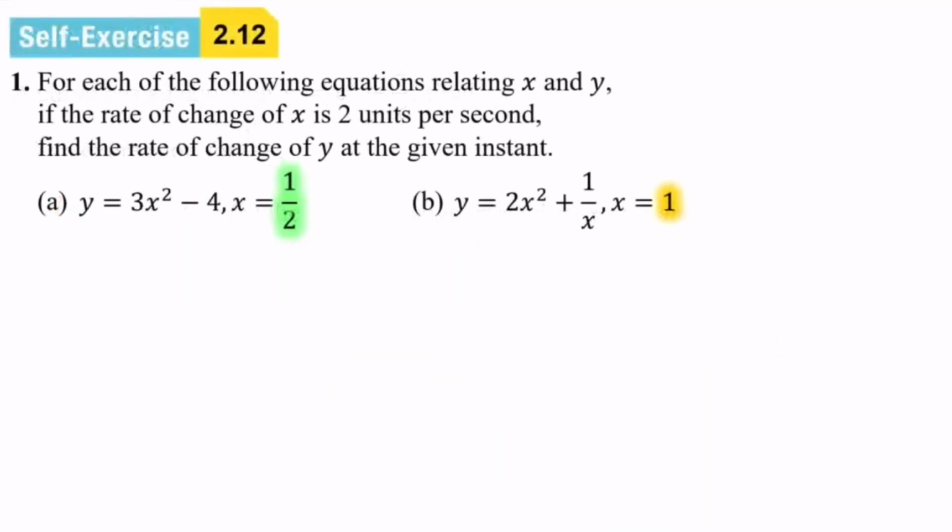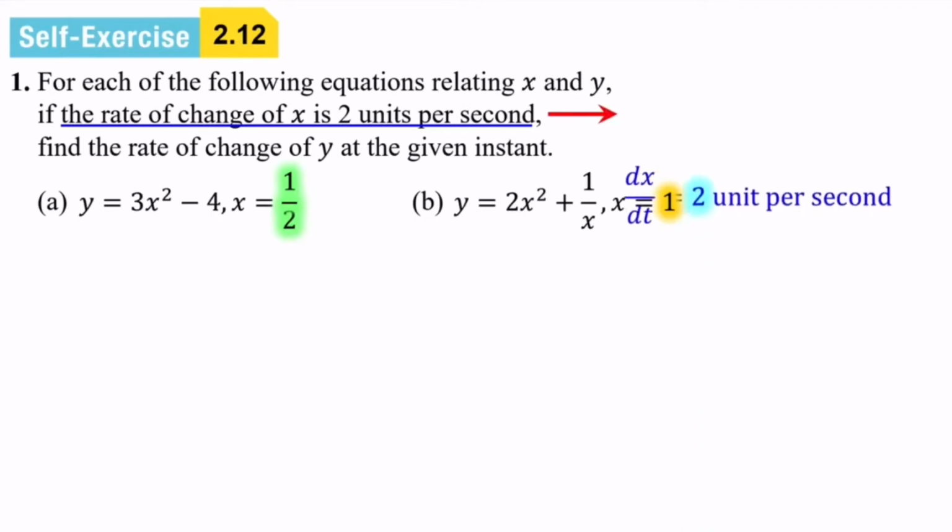Alright, so let's see self exercise 2.12. For each of the following equations relating x and y, if the rate of change of x is 2 units per second, find the rate of change of y at the given constant. So as you can see, rate of change of x. So what you will write, you have to convert to the 2D symbol. So d means change. So rate means dt. Change of x means dx, right?